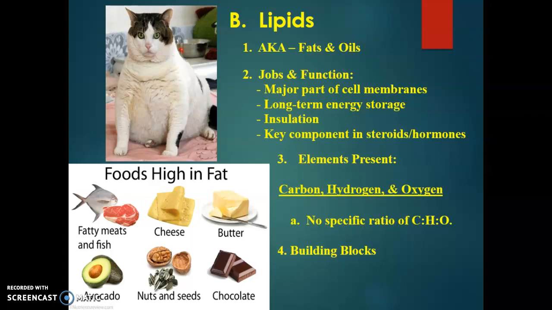And finally, for building blocks, for carbohydrates, we had monosaccharides. For nucleic acids, we had nucleotides. Now, for lipids, we're going to actually have two building blocks. We're going to have what you call fatty acids and glycerol. So again, fatty acids and glycerol. Make sure you pause this video at any time to help you get down all the notes before I proceed on.